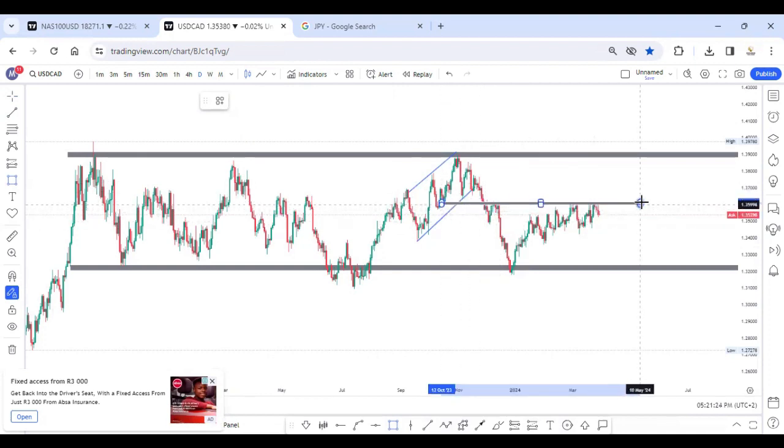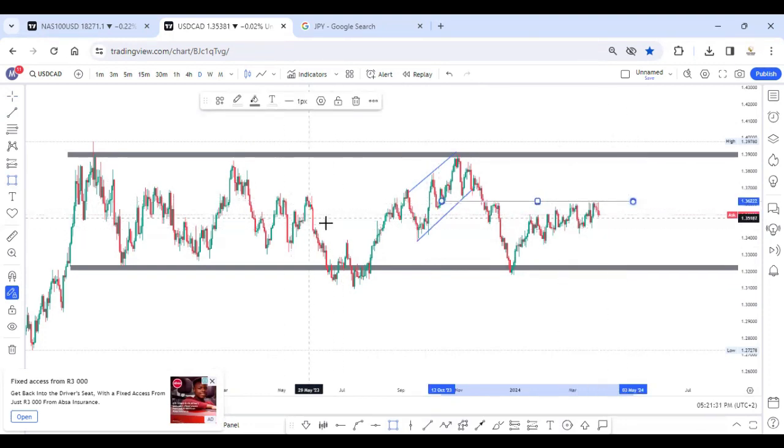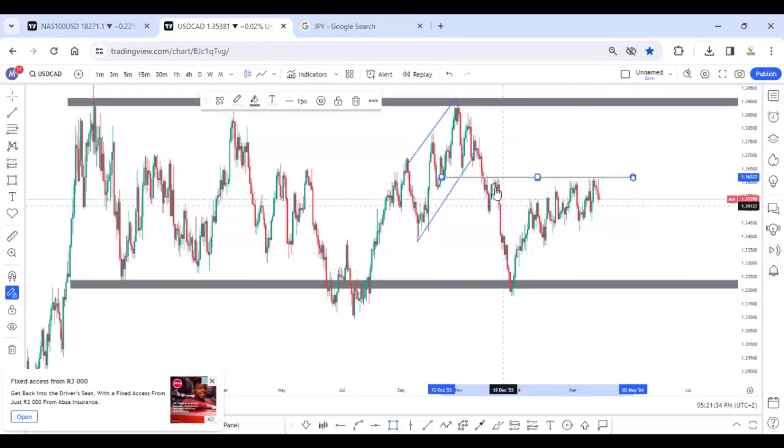So right now, I'm going to mark this level because I see that this level is absolutely important for us. And then the market gave us this ascending channel and pushed to the downside, a breakout and retest gave us another opportunity, and the market dropped to the downside, approaching our 90% rule.